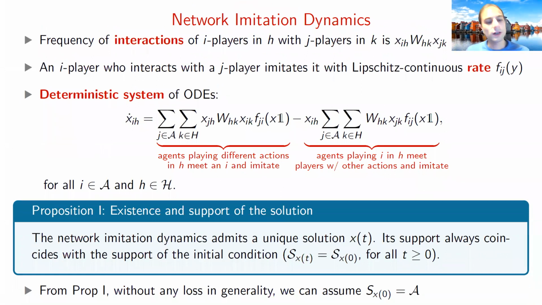And this is very important because based on this, we can assume without any loss of generality that the support of the initial condition is the entire action set. This is because if an action is not played at time 0, it will never be played. It means that if an action is not played, we can simply remove this action from the set of actions and consider a restricted game with only the actions played at time 0.